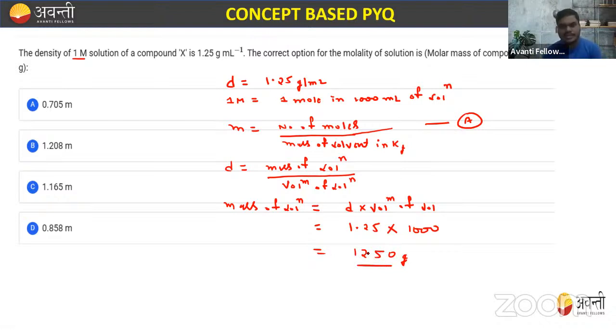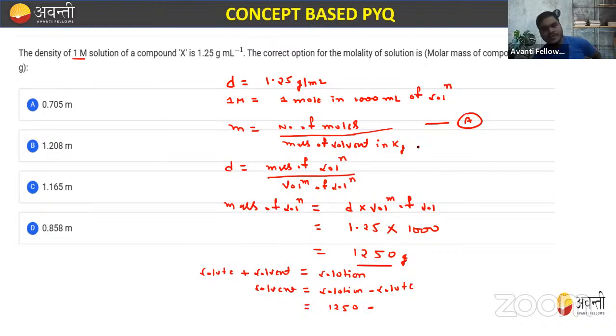ठीक है? यहाँ तक किसी को कोई दिक्कत नहीं? Now, how will you calculate mass of the solvent? So again, we are using the same concept, that is mass of solute plus mass of solvent is equal to mass of solution. ठीक है? Mass of solute plus mass of solvent is equal to mass of the solution. So we can calculate mass of solvent by using the formula: solution minus solute. Okay, solution minus solute. So mass of the solution we know that is 1250 gram. And what is the mass of solute?